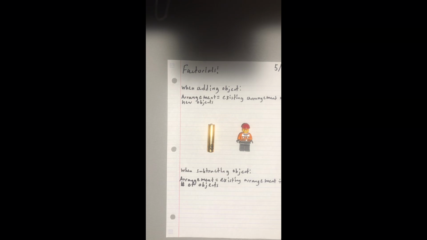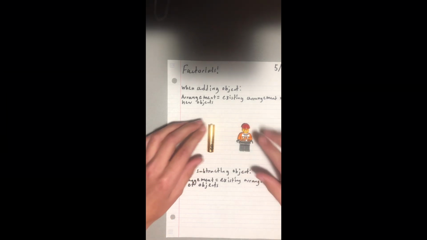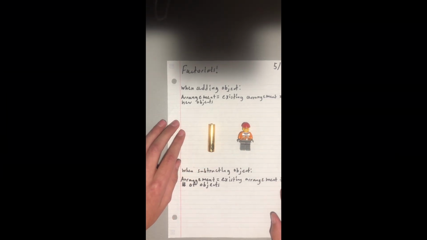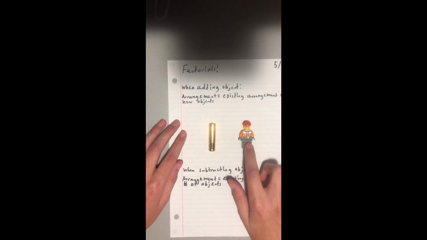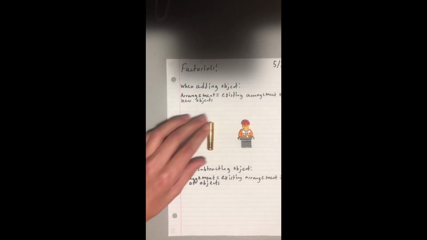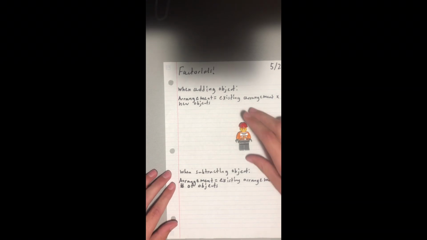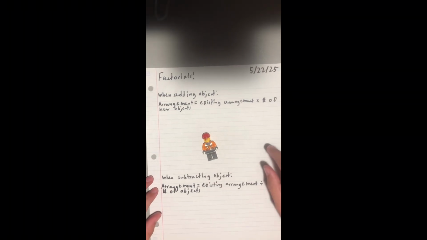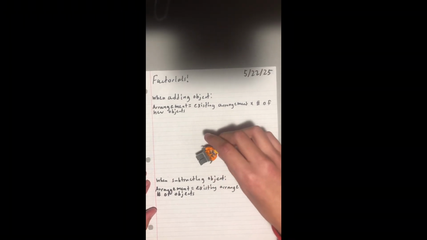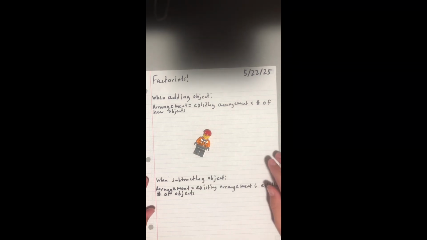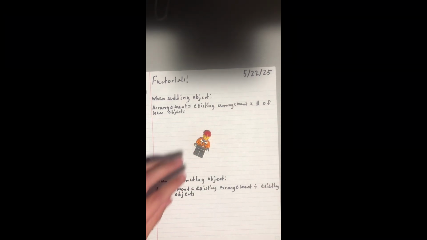Now we can also figure out how many arrangements one object has. We would take the existing number of arrangements for 2 objects, which is 2, divided by the existing number of objects, which is 2. So 2 divided by 2 is 1. And this obviously makes sense because the amount of arrangements for one object is just one arrangement. The amount of arrangements that we can have for a number of objects is known as a factorial.